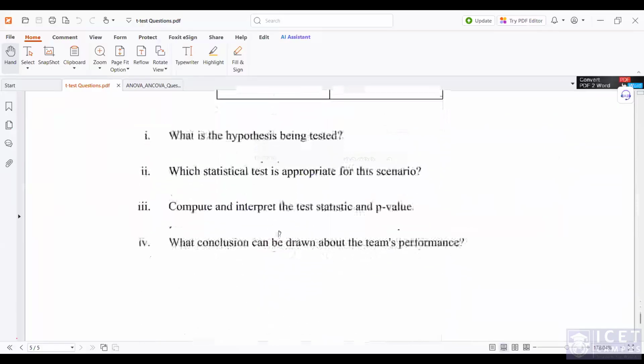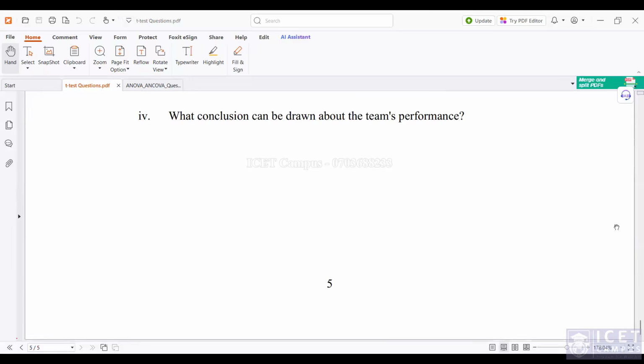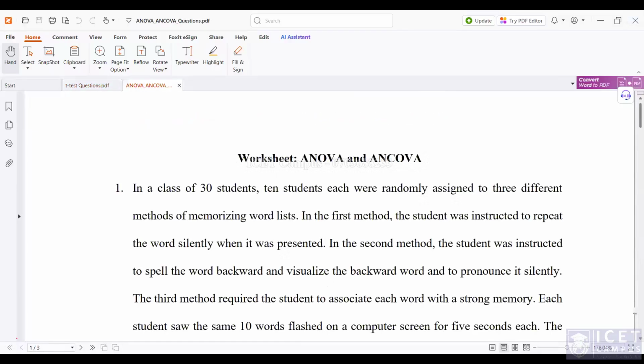Right, that is about the t-test questions. Are there any questions related to the t-test so far? Does anyone have questions related to the t-test? No? Right, then we can move to the next one.